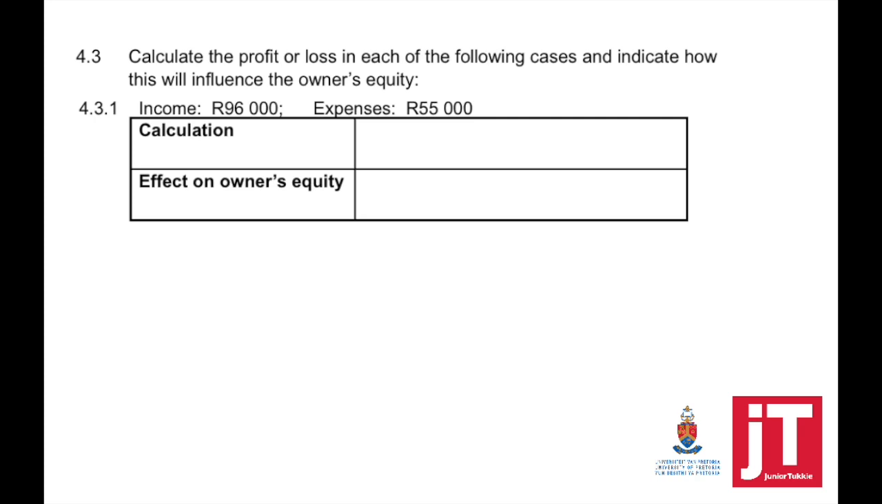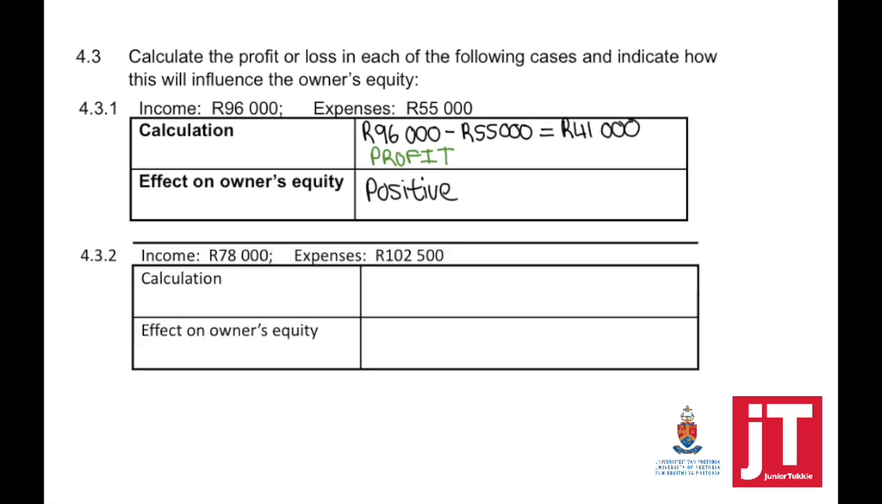The third question says calculate the profit or loss in each of the following cases and indicate how this will influence the owner's equity. So this will give you a better understanding why we say that our income and our expenses affect the owner's equity. So our total income was 96,000 minus our expenses 55,000 means that we've made a profit of 41,000. If the business makes a profit, that will have a positive effect on the owner's equity.